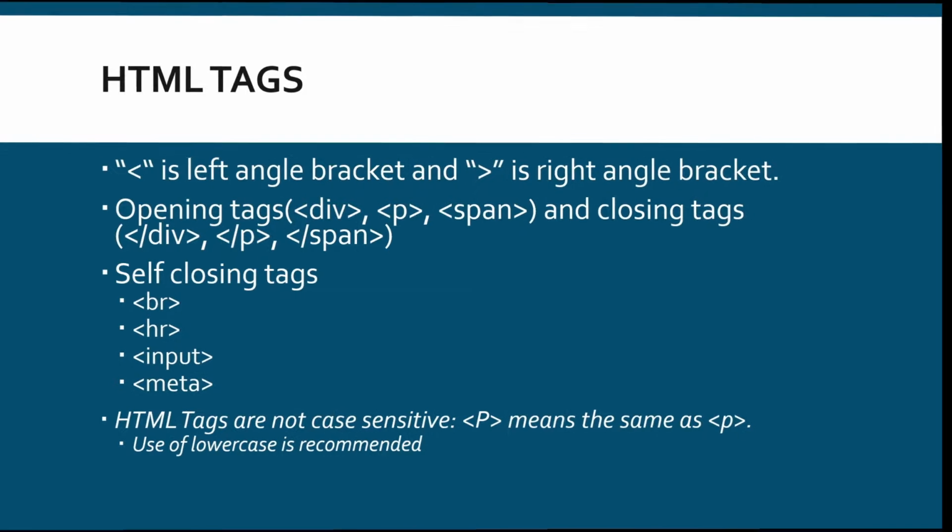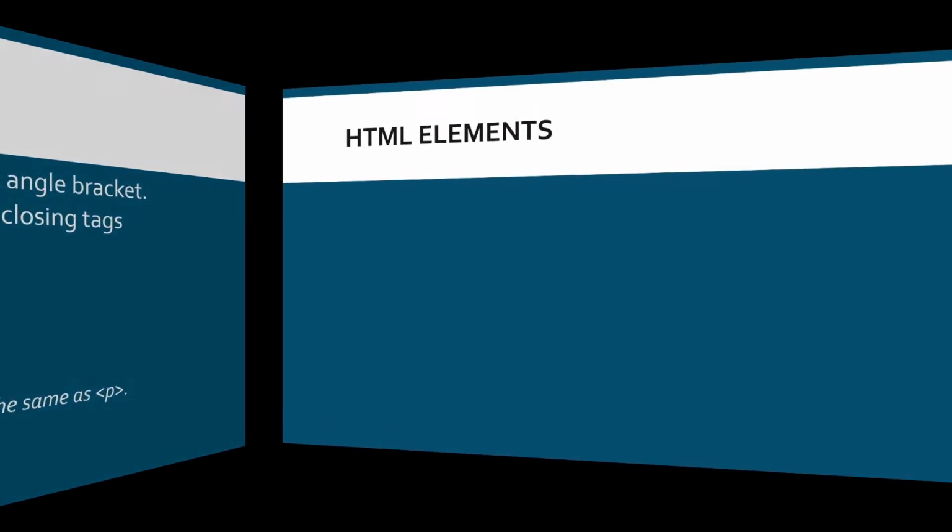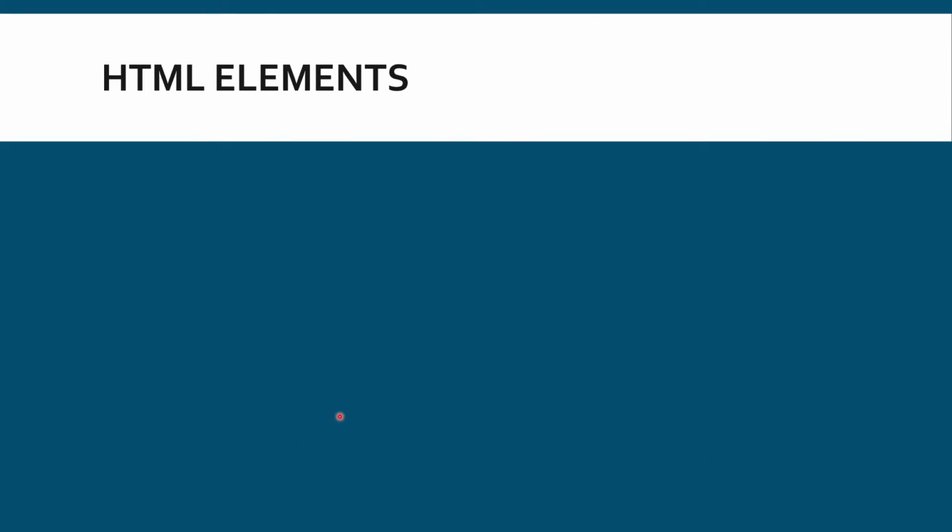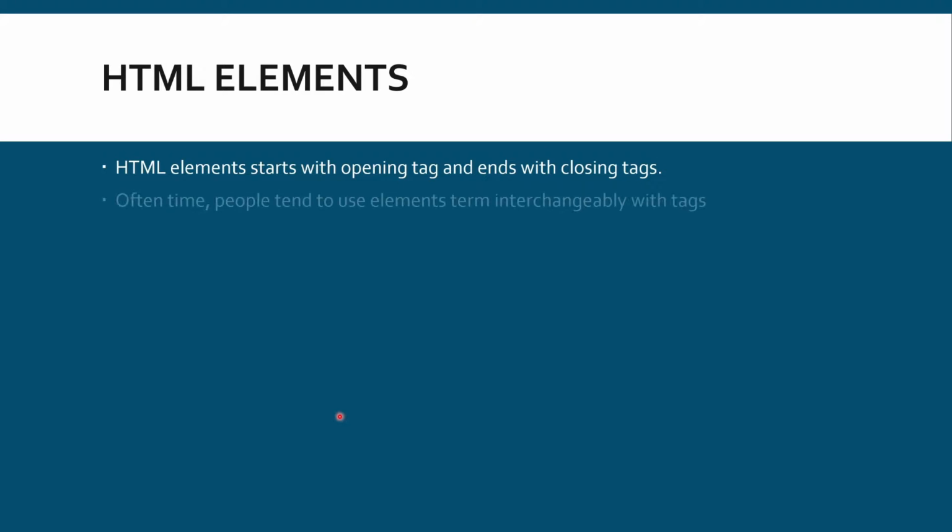Next on the slide we have elements. Tags and elements seem to be used interchangeably, while tags, as we learned in previous slides, are something in HTML that we start with a left angle bracket and close with a right angle bracket, whereas HTML elements start with opening tags and end with closing tags with some content within.